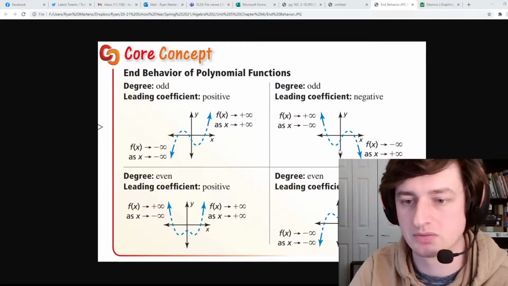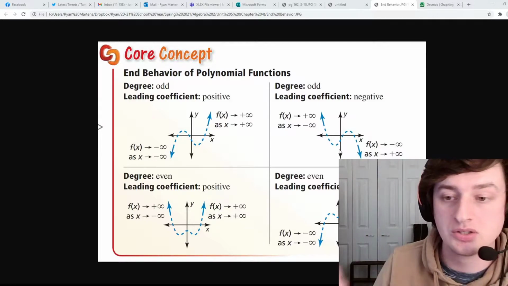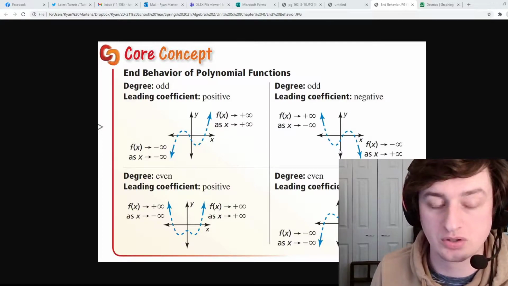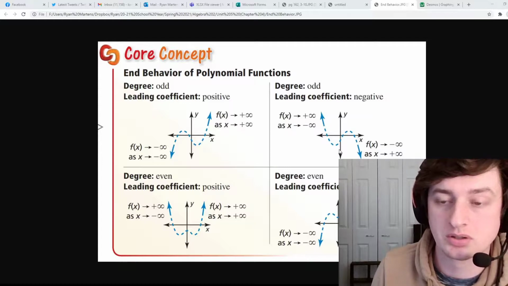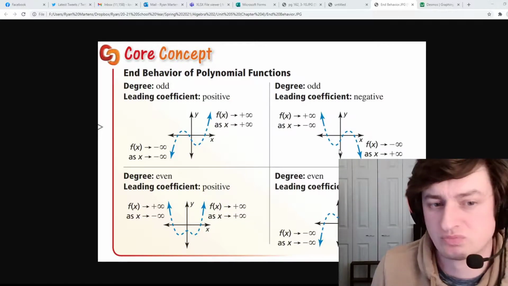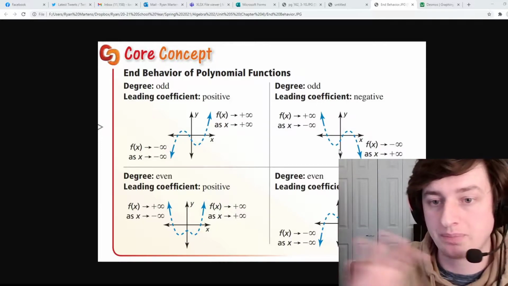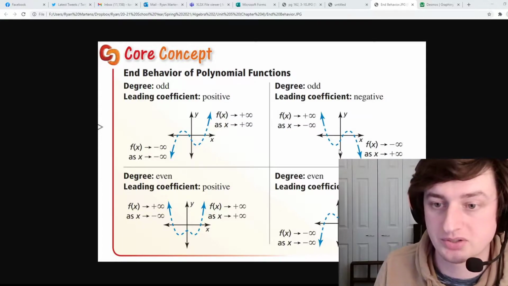I know my face is covering up this one part, but I uploaded this into the Teams page where I put the link to the YouTube video. So you have access to this end behavior chart. Okay, and we also wrote it down on Tuesday. The top has all degree odd things. The bottom has all degree even.